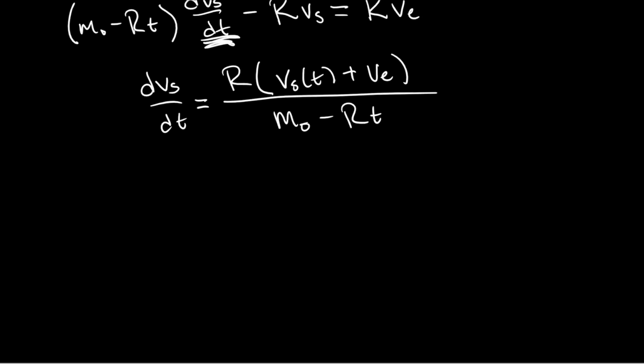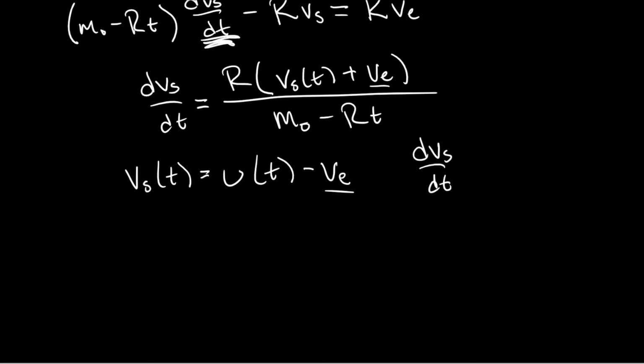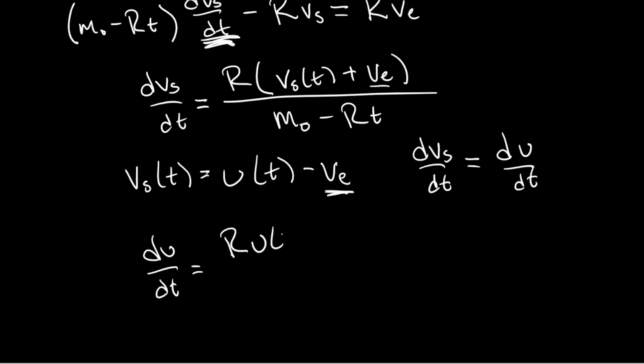Okay, this looks pretty messy. This looks like a total disaster. But let's use a few tricks. The first of which, we'll redefine v_s(t) to some new function, call it u(t), our favorite trick, minus v_e, so that this v_e here cancels with that. Well then dv_s/dt, the derivative of a constant is 0, so this just gives me du/dt, so the left-hand side is unchanged. du/dt is equal to r times u(t), divided by m_0 minus rt.